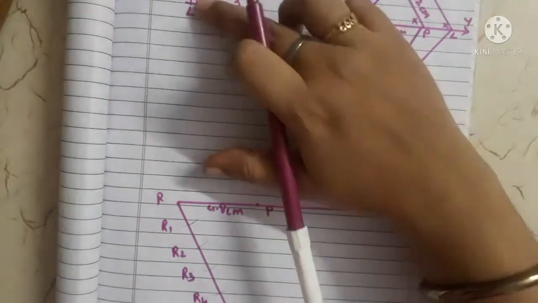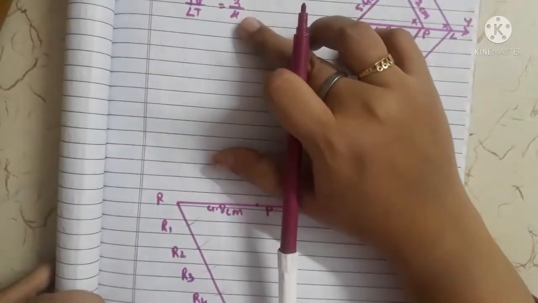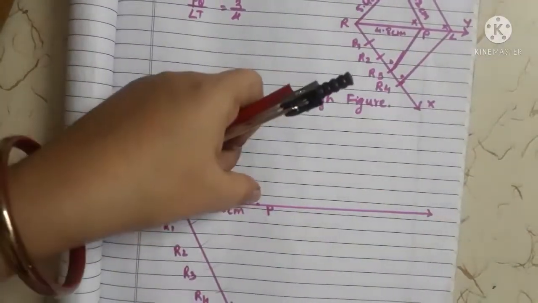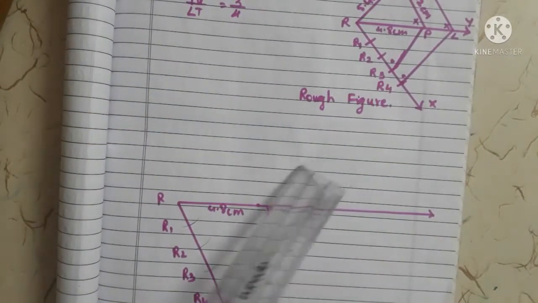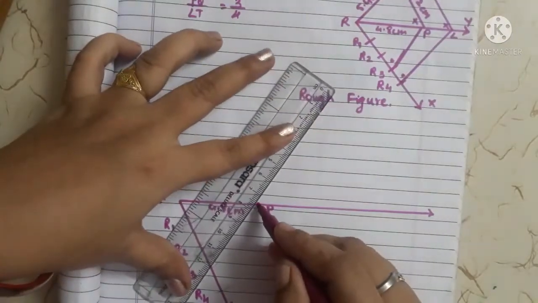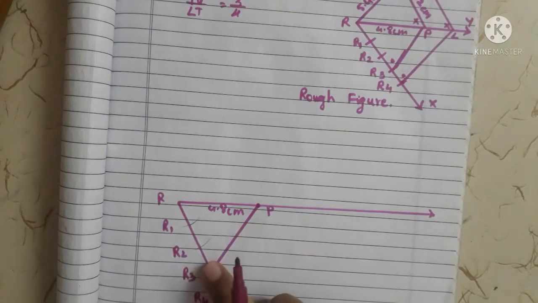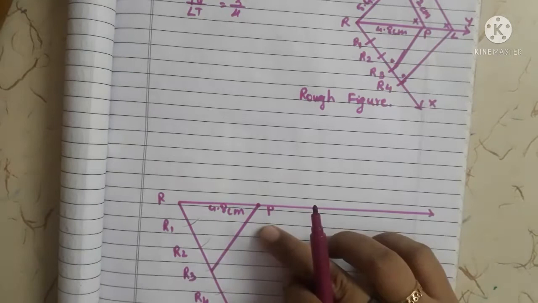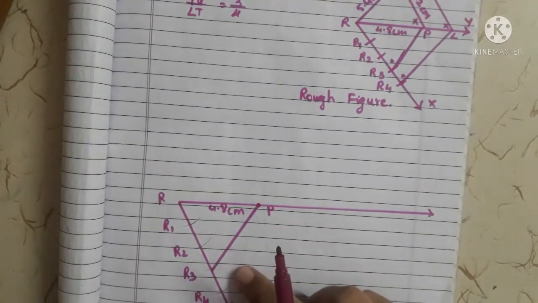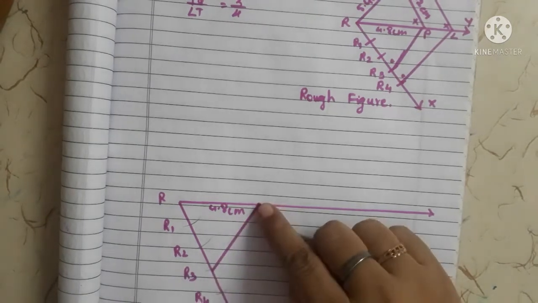Now PQ upon LT is given 3 upon 4. So from the 3rd division I will join it to the base. See R3 is here. So from R3 I will join to the P. Like this. Now I have to draw a line parallel to this from R4. You cannot use a set square here. Many children have the doubt about using a set square. You should not use the set square in this sum. So how to draw a line parallel to this?